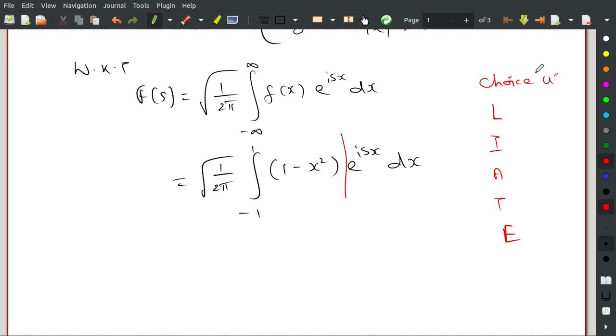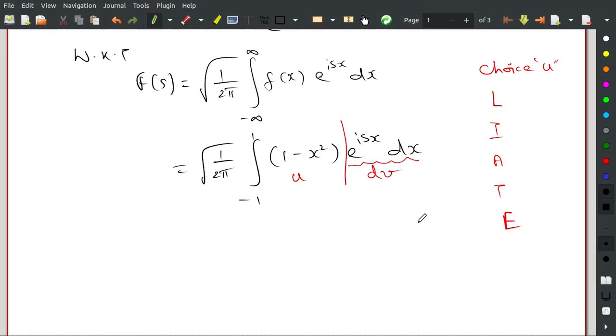For the choice of u, we are choosing the algebraic form, because in the priority list the exponential comes last. So we should not choose this as our u. So this is our u and this is our dv. This entire thing is dv.